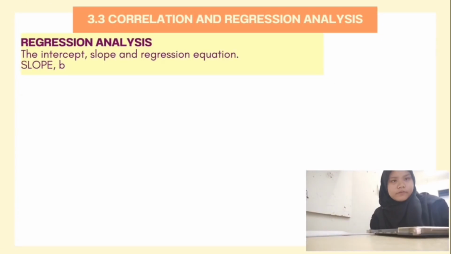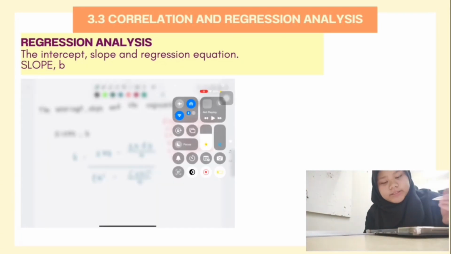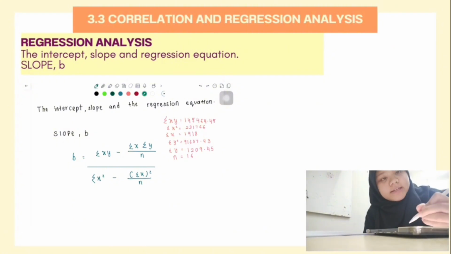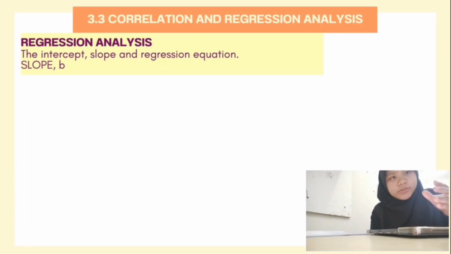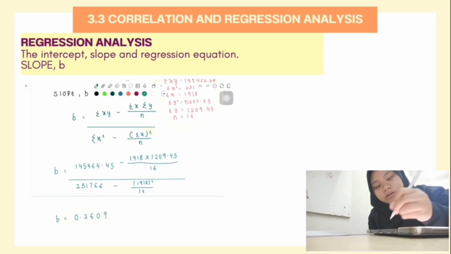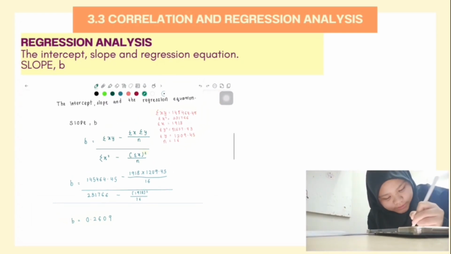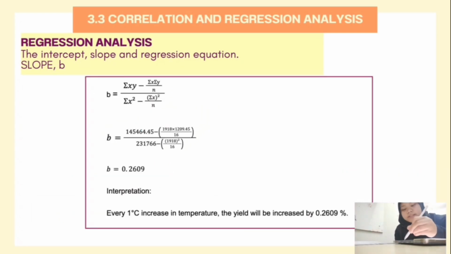Next, let's solve the regression analysis problem. First, the intercept, slope, and the regression equation. To find the intercept, which is A, we need to find the slope first, which is B. So, what is the equation? B equals total xy minus total x times total y divided by n, over total x square minus total x, squared. So, using the values in this formula, B will be equal to 0.2609. So, it is a positive slope. The interpretation is that every 1 degree increase in temperature, the yield will also increase by 0.2609%.